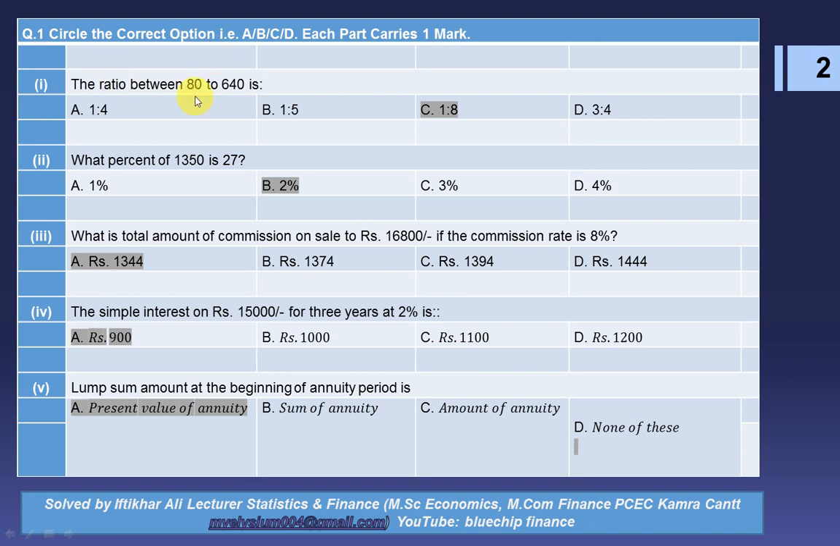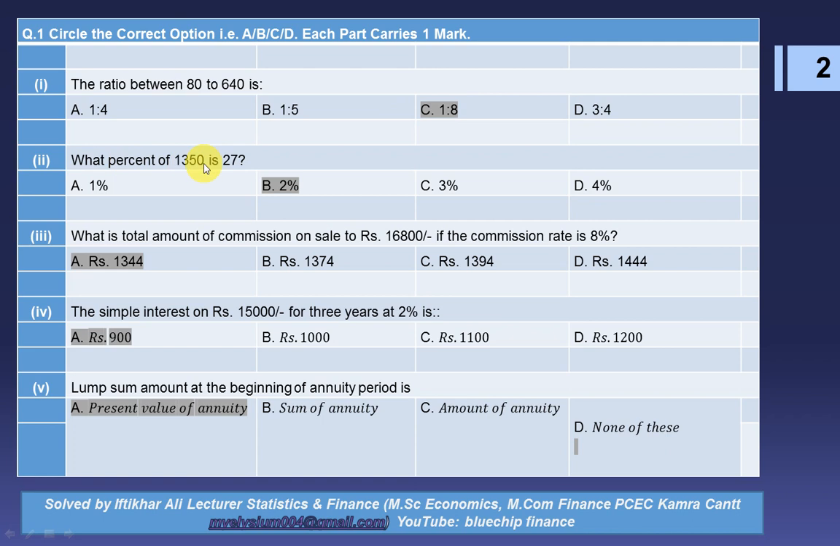The ratio between 80 to 640 is, correct option is 1:8. 1 is 80 and 8 is 640. So simplified ratio is 1:8.